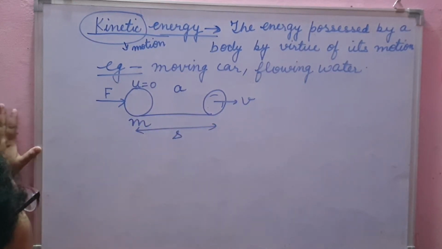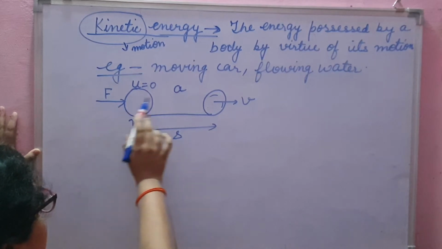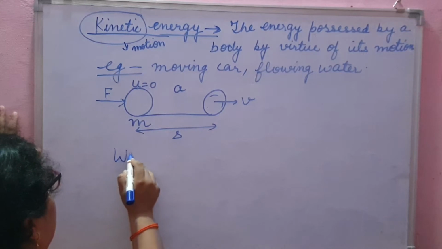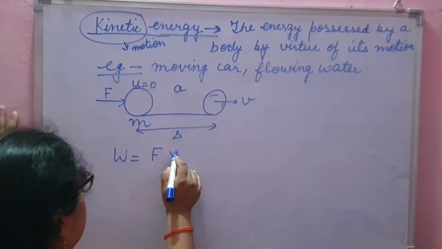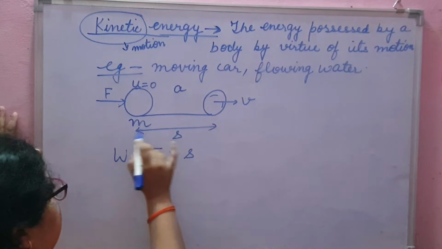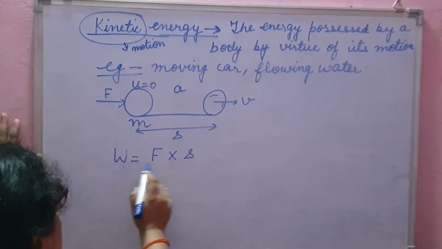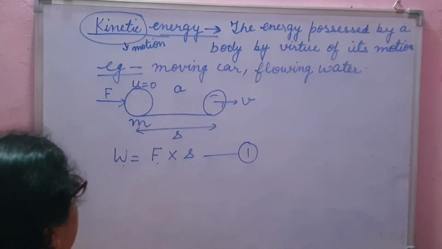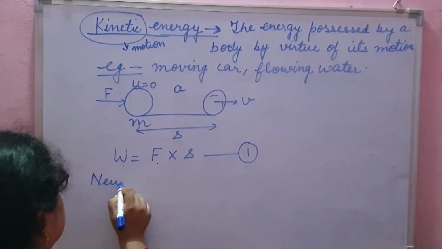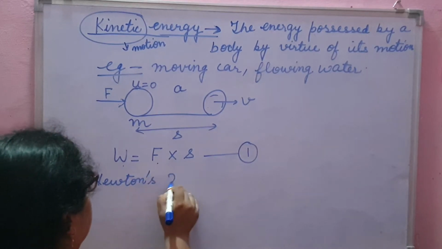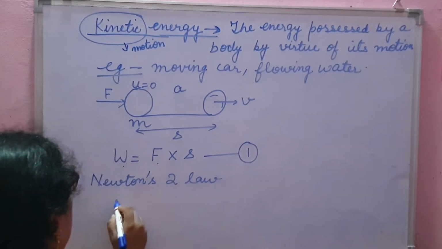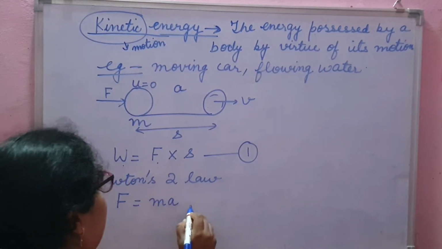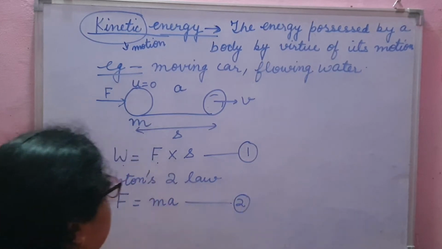Now the work done in moving the body by this force will be equal to force into displacement, because here force and displacement are in the same direction. So work will be equal to F into s. This is our equation 1. Now from Newton's second law, we know that force F is equal to m into a. This is equation 2.